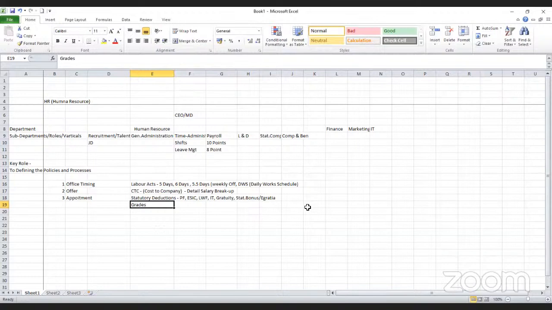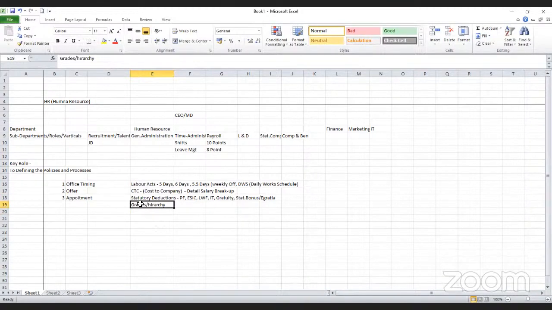Okay. Now coming to the point, when you are preparing this CTC, first you need to understand the different kinds of grades in a company, or the hierarchy in a company. Hierarchy, like we have top management, mid management, lower management. So some heads of your CTC are applicable for some grades, not all the grades.